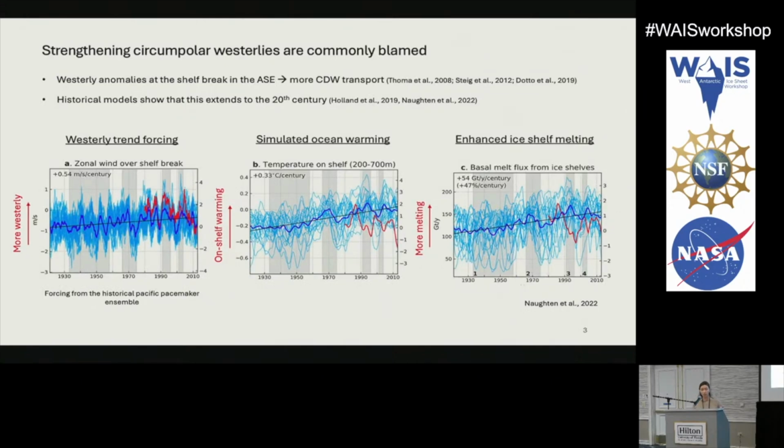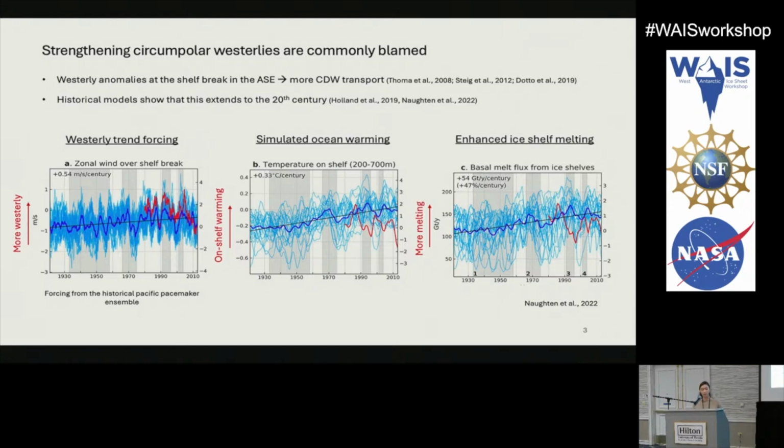So strengthening circumpolar westerlies are a common culprit in trying to explain why this is happening or why this did happen. And that's because of this relationship that Julia has touched on before, which is that shelf break westerly anomalies tend to be associated with a stronger undercurrent and therefore more CDW transport and more ice shelf melting. And this has been a finding from a few studies which created this pretty seminal relationship connecting shelf break westerlies to enhanced CDW transport. And Naughten and co-authors in 2022 kind of extended this relationship and showed that it does hold throughout the 20th century.